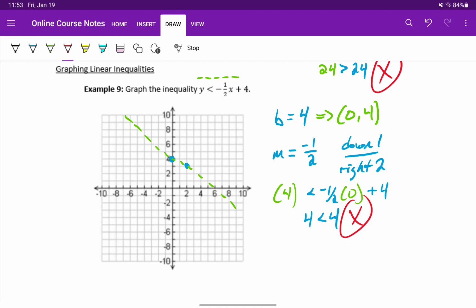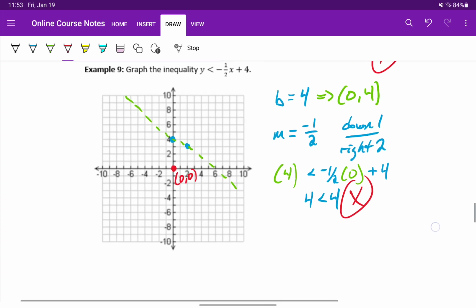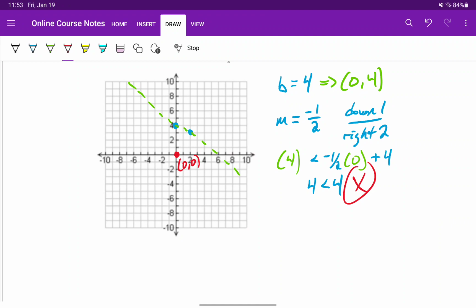But this inequality does have points that are solutions. And once we have this boundary line, those points are either all of the points above or all of the points below this line. To determine that, what we need to do is look at a test point. As long as our line doesn't pass through (0, 0), that's a really easy test point to choose just because it's easy to evaluate. So we're going to test that point (0, 0) by plugging it into our inequality statement.